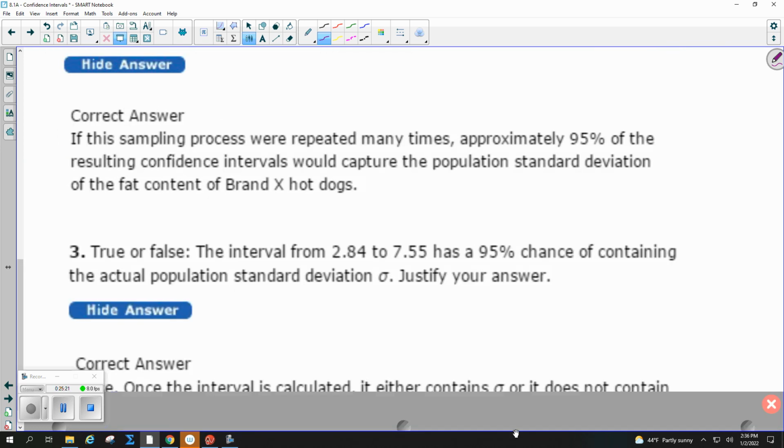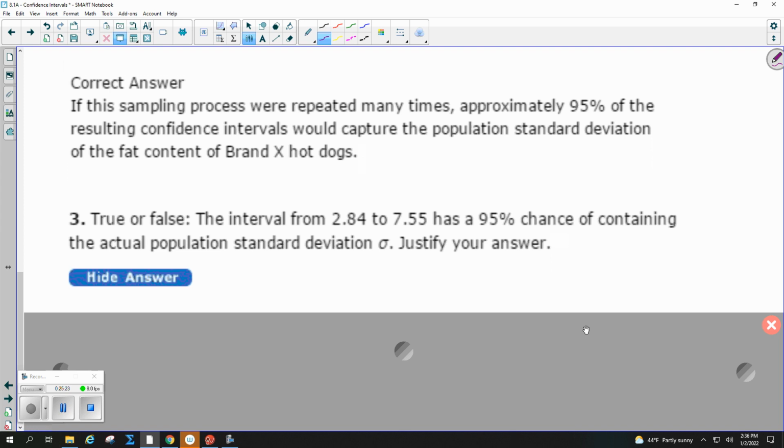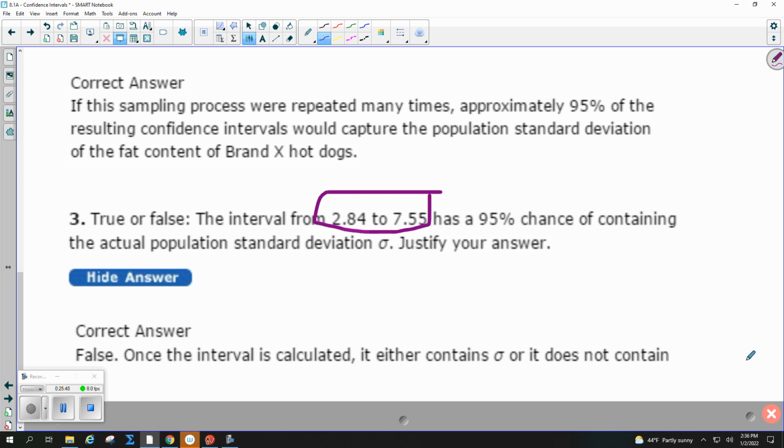All right. True or false? The interval from 2.84 to 7.55 has a 95% chance of containing the actual population standard deviation. So you guys, this question, they ask this a lot. It's trying to get you to understand what this 95% means. So this one single interval, it's not a 95% chance. It either captured it or it didn't, all right? The 95 comes from repeating a whole bunch of them. So this is false, all right? Once it's calculated, it either contains the true standard deviation or it doesn't.